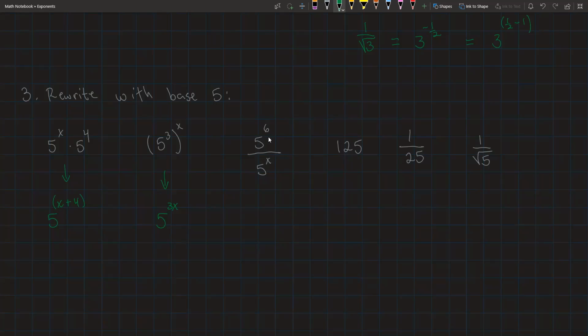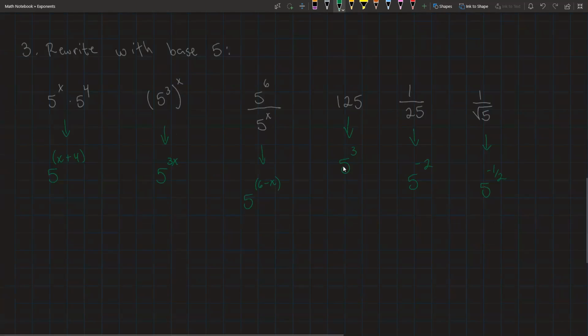We have division, same base. Order matters here. Should it be 6 minus x or x minus 6? It's the exponent for the numerator first, so 6 minus x. And there it is. This one on the right, 125, is 5 to the 3rd power. This one is 5 to the negative 2nd power, reciprocal of 5 squared. And this one's reciprocal of 5 to the 1/2, therefore 5 to the negative 1/2.